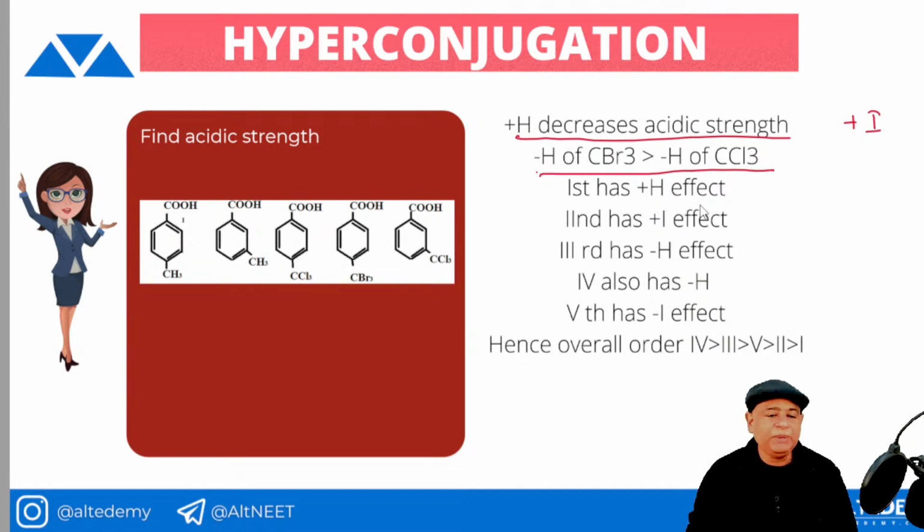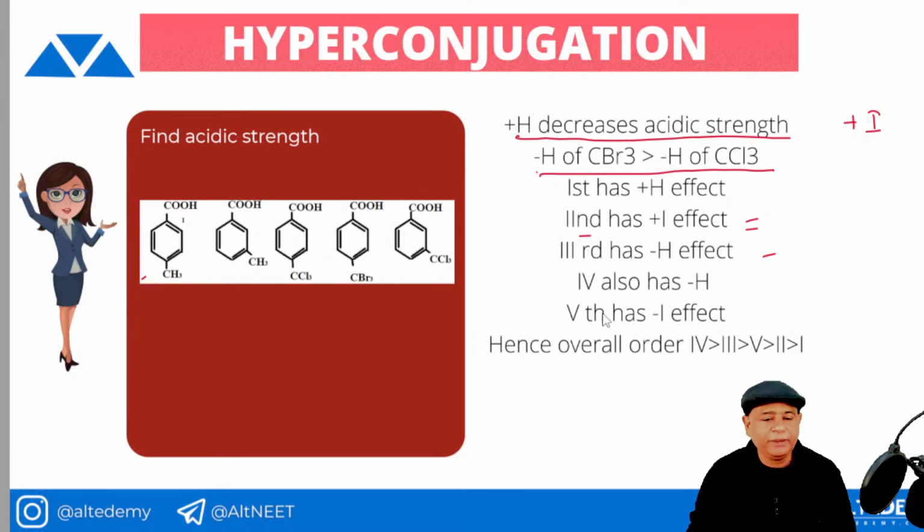First has only plus H effect. This has got plus H effect. Second has only plus I effect. Third has got minus H effect. Very good. Third has got minus H. So minus H effect will be doing something for acidity. Fourth also has got minus H effect, and fifth again has got minus I effect. Minus H effect will be working at ortho and para positions only.